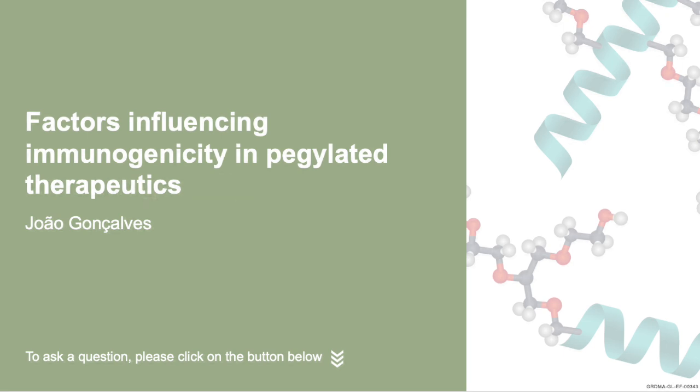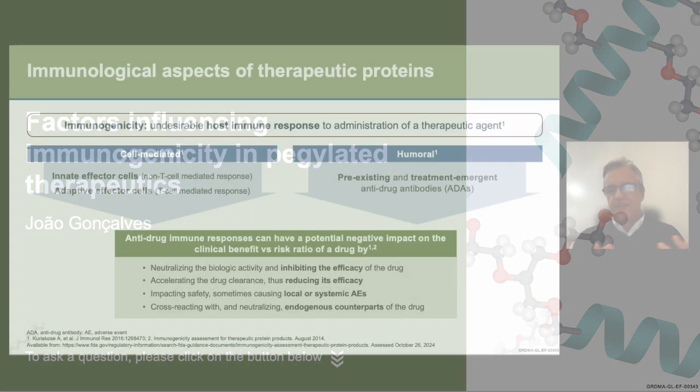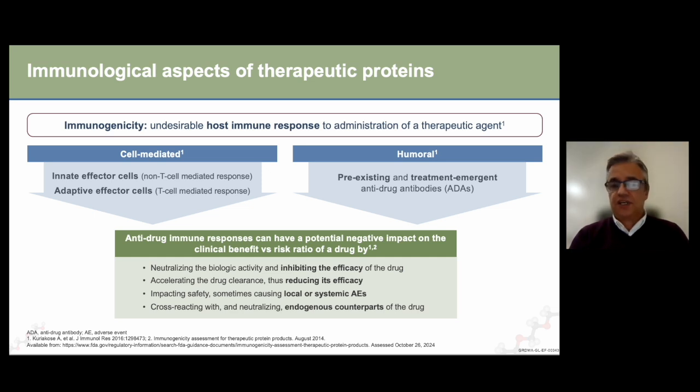So going now to immunogenicity and the impact of PEGylation on immunogenicity. Immunogenicity refers to the immune system response to therapeutic proteins, which can negatively impact the clinical benefit-risk ratio. Immune response may neutralize the drug's biological activity, accelerate its clearance, or even cause adverse events, such as systemic allergic reactions. So when we look at immunogenicity, we have to look at immunological aspects of the therapeutic proteins.